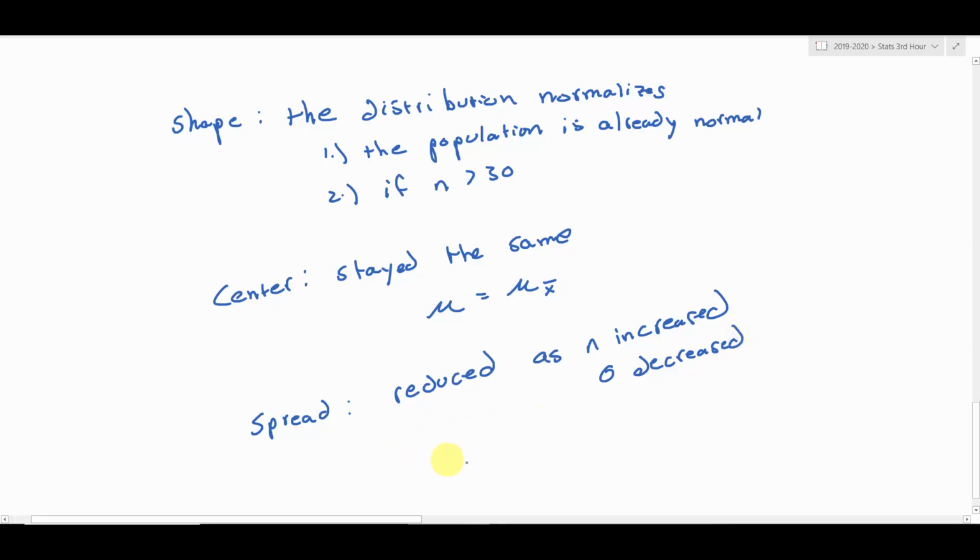And again, I apologize for writing all weird here. I'm still trying to get used to this tablet. And the way that we calculate that, we start off with the population standard deviation as we went to a sampling distribution standard deviation. So the standard deviation of the means was equal to the standard deviation divided by the square root of n.